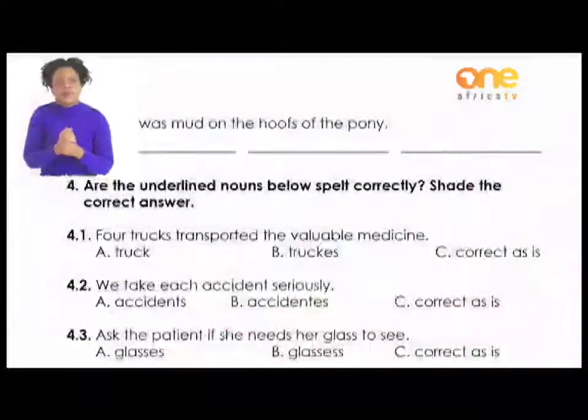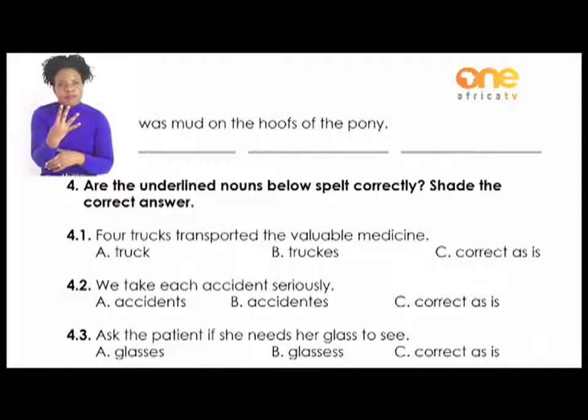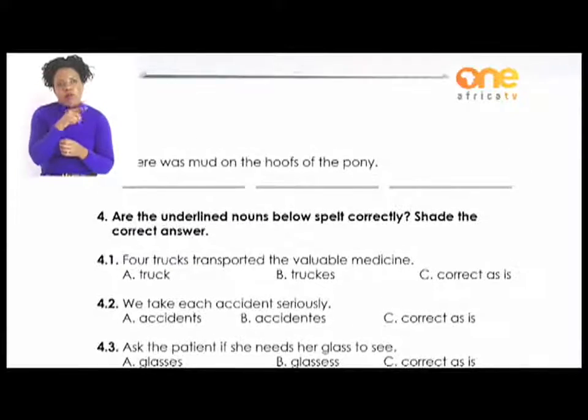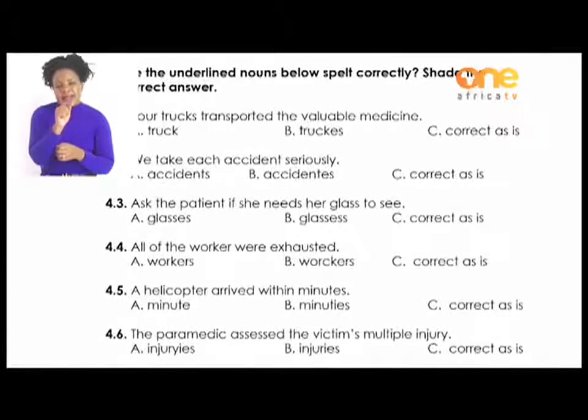Activity 4. Are the underlined nouns below spelled correctly? Shade the correct answer. 4.1. 4 trucks transported the valuable medicine. So for A, we have truck, B, trucks, or C, is it correct as it is? The answer is C. It's correct as it is.